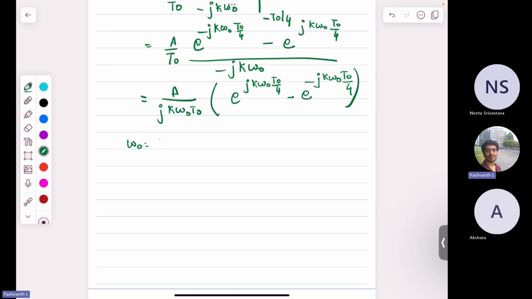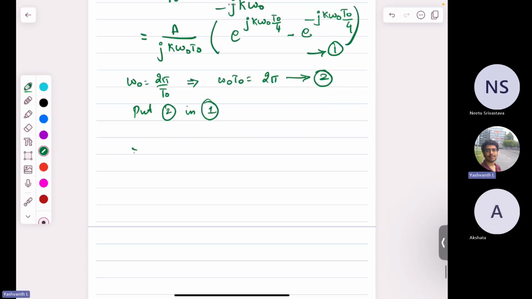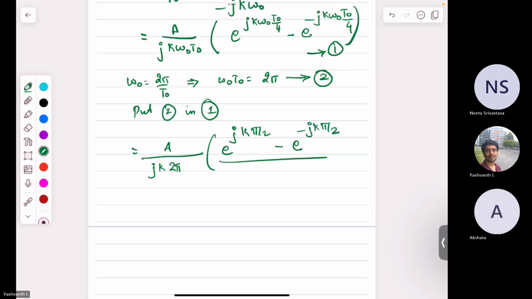But what do I know? I know that omega naught equal to 2 pi by t naught. It implies that omega naught t naught equal to 2 pi. So call the above equation as 1 and this is equation 2. Put 2 in 1. What do I get? I get A by jk 2 pi into e raised to jk pi by 2 minus e raised to minus jk pi by 2. Yeah, that's all.